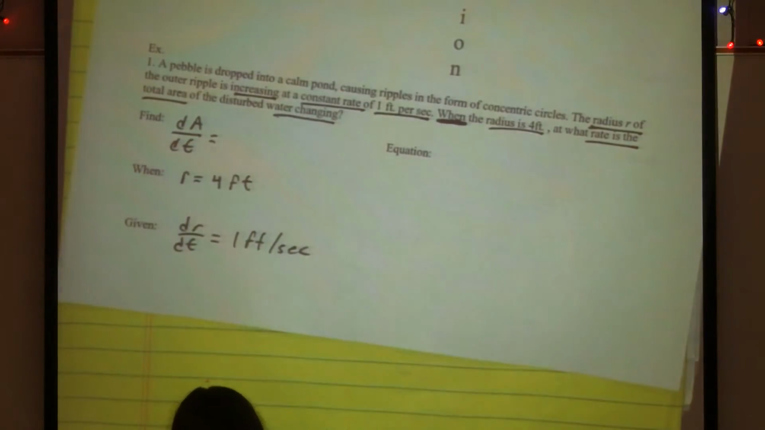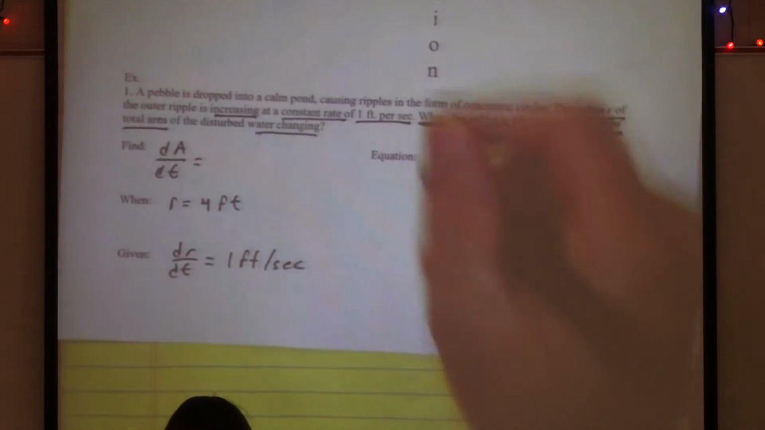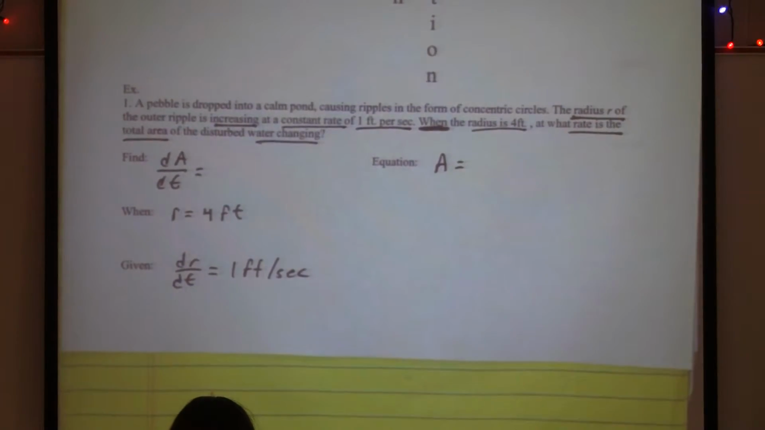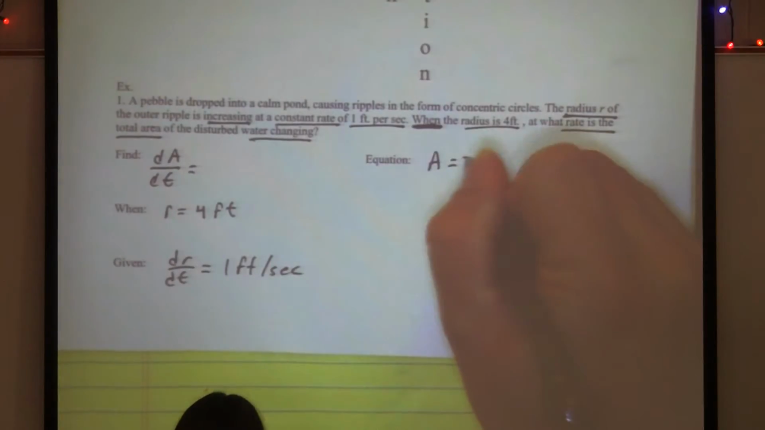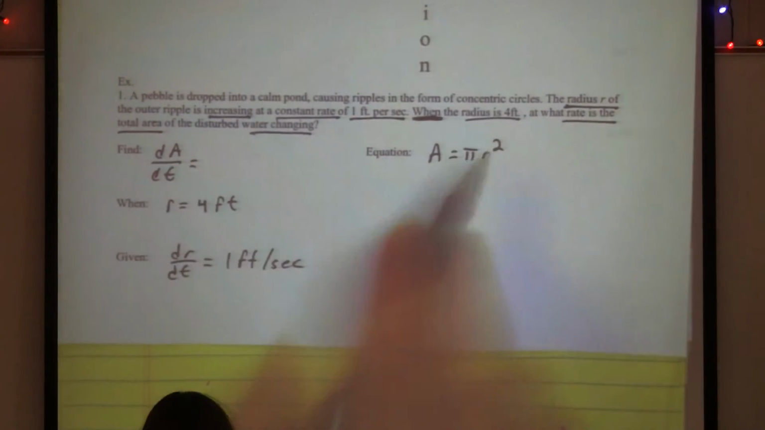And what should be the equation? The area of a circle. Very good. How do I know to use the area of a circle? Because it's asking for the rate of change of the area, right? So what's the formula for the area of a circle? Pi r squared. How am I going to get dA/dt? What would I have to do to this?